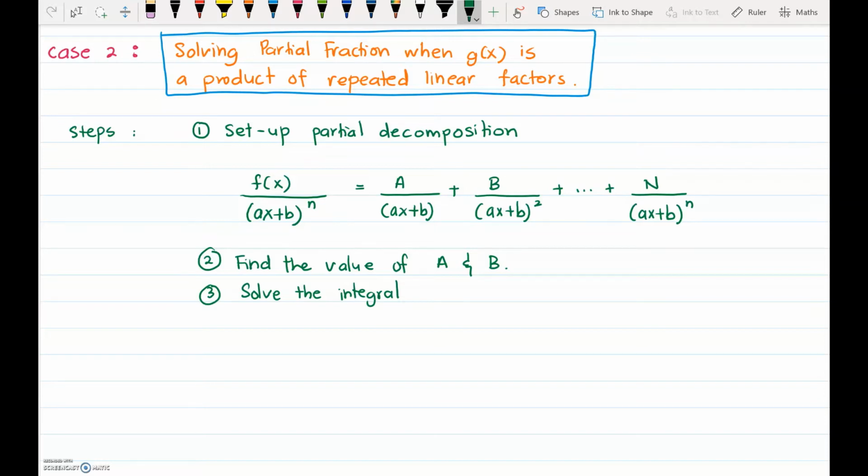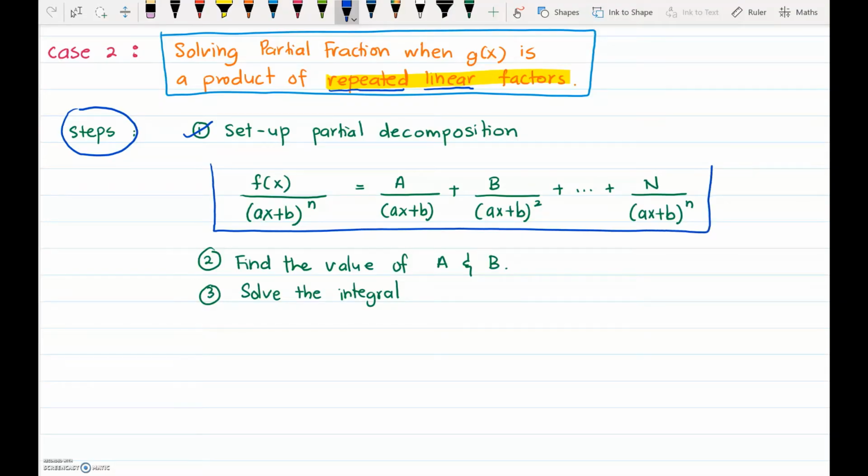Now we will continue with the next case. For case 2, we have solving partial fractions when g(x) is a product of repeated linear factors. So we have two keywords: repeated and linear factors. The steps that we will follow here are three steps. The first one, we will set up the partial decomposition. The partial decomposition for this case is this one.